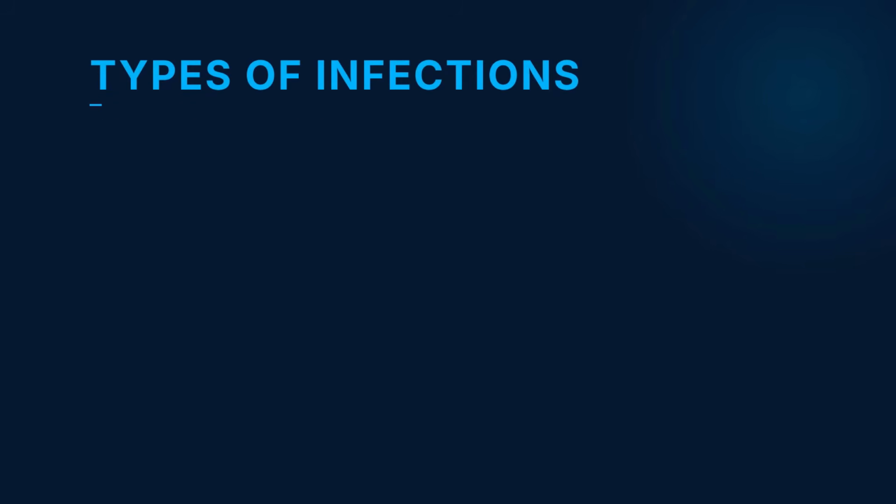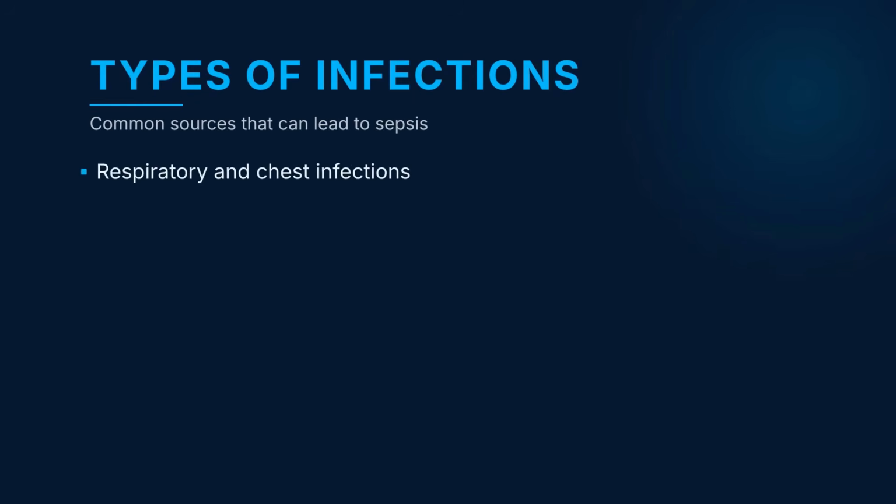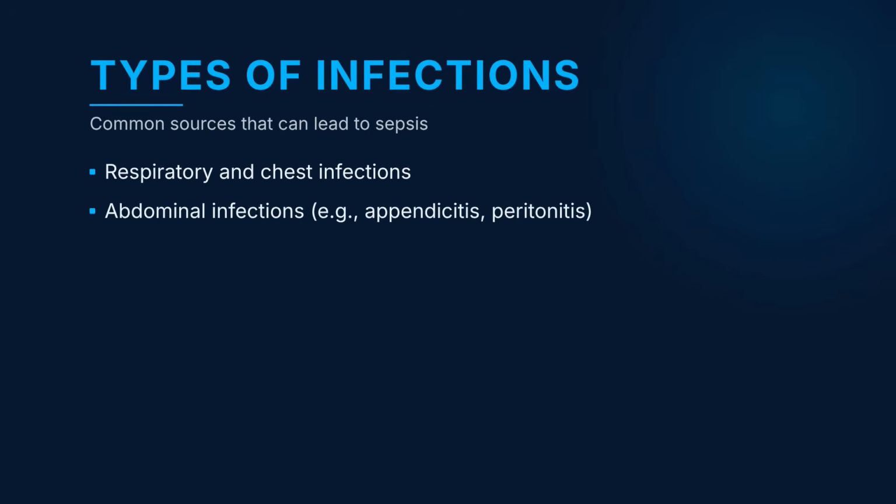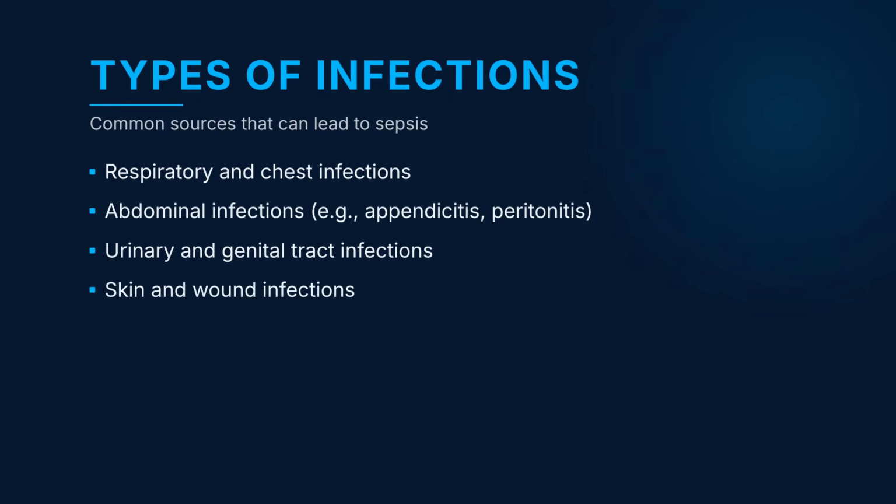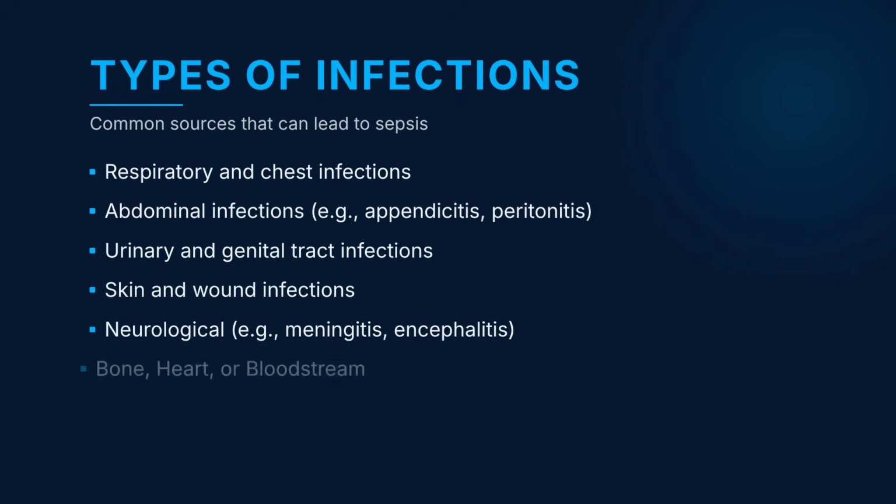Many different infections can develop into sepsis if they are not treated promptly. These include respiratory and chest infections, abdominal infections such as appendicitis, peritonitis, cholecystitis, and cholangitis, urinary and genital tract infections, skin and wound infections, neurological infections such as meningitis and encephalitis, and severe infections involving bones, the heart, or the bloodstream. Every nurse should consider these possible infection sites during assessment.